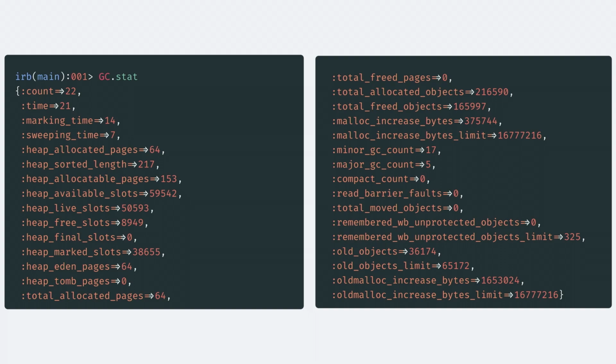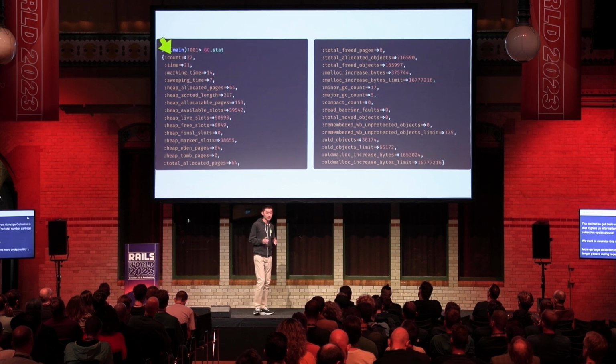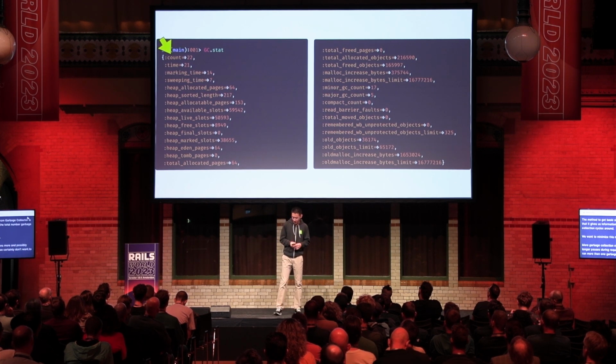The method to get basic statistics from the garbage collector is GC.stat. It gives us information such as the total number of garbage collection cycles ran. We want to minimize this number, as more garbage collection cycles means more and possibly longer pauses during requests. And we certainly don't want to run more than one garbage collection cycle per request, since very few objects will be dead during a request. So the additional garbage collection cycles will not be doing much.